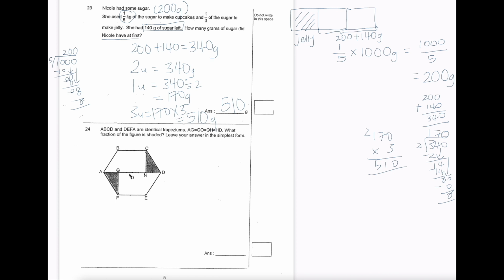Okay, question 24. ABCD and DEFA are identical trapeziums. AG equals GO equals OH equals HD. Basically, this here forms 4 parts. I'm going to try and draw so that you guys can see it. So this is equal to this, is equal to this, is equal to this.